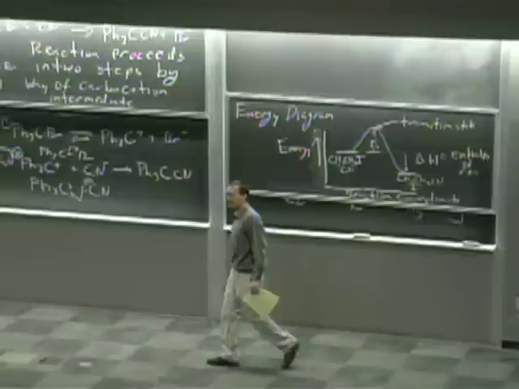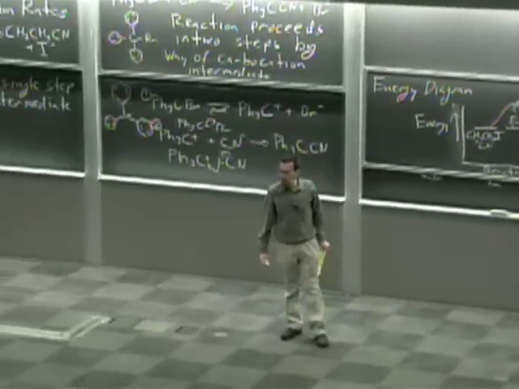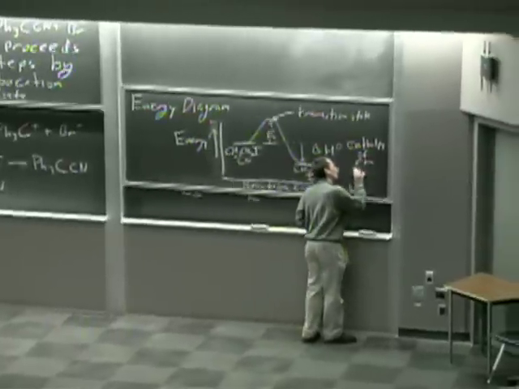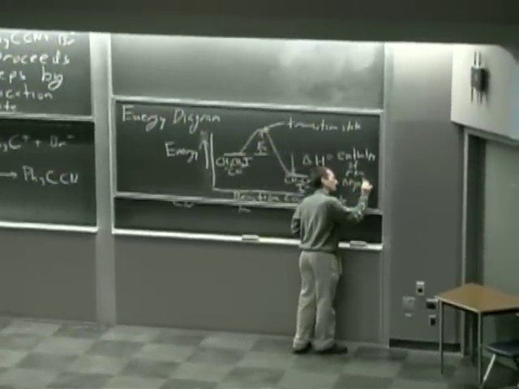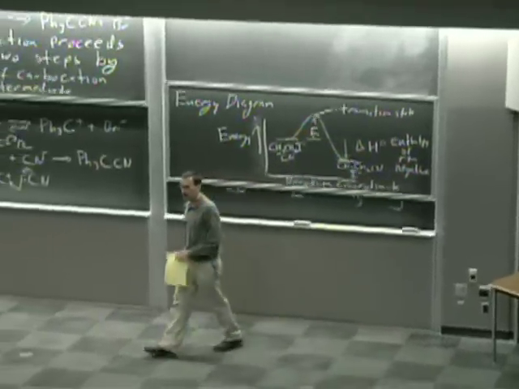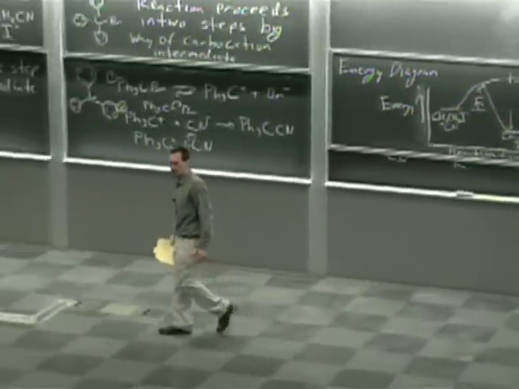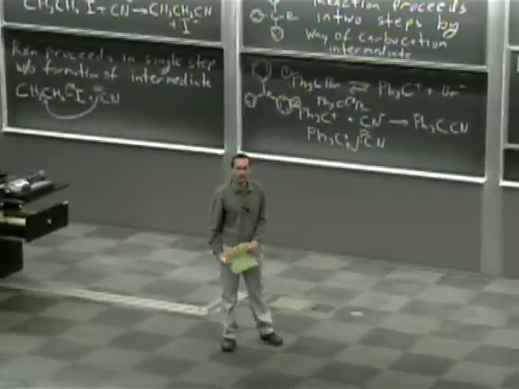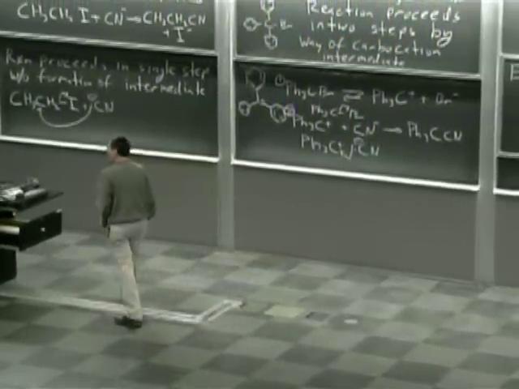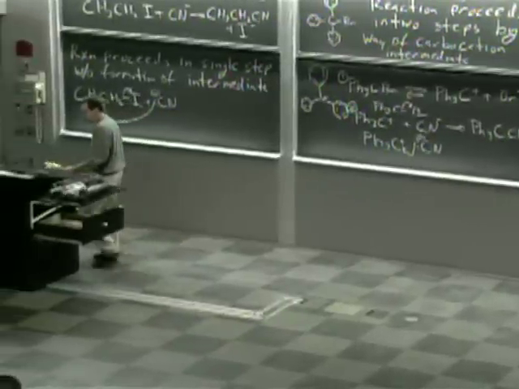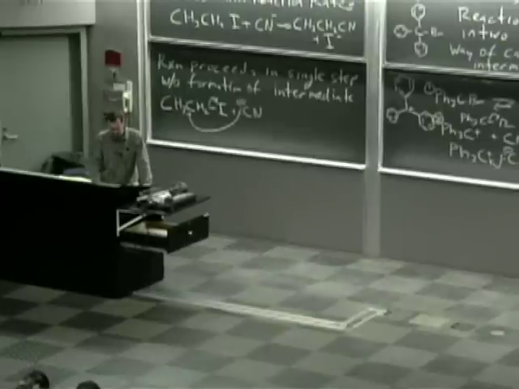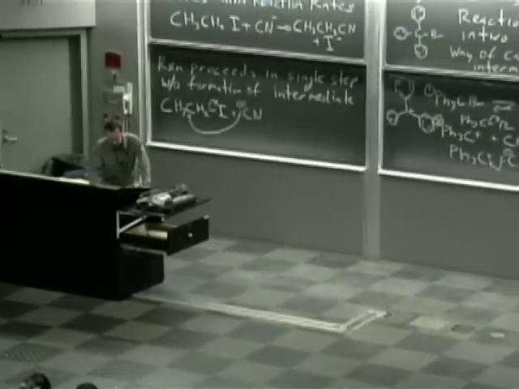Downhill means that it's negative. Negative is good. It means energy, specifically heat, is released. Uphill is bad. It means you have to put in energy. It means that the equilibrium lies to the left instead of the right. And so that diagrams out this reaction between ethyl iodide and cyanide.